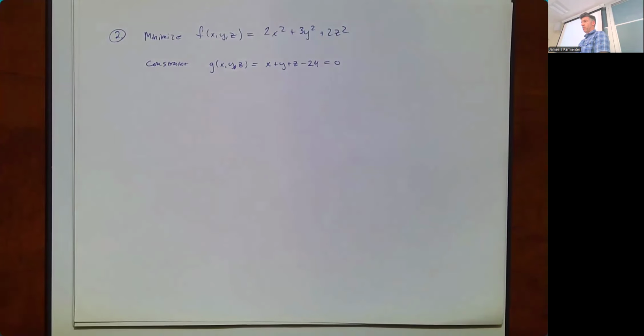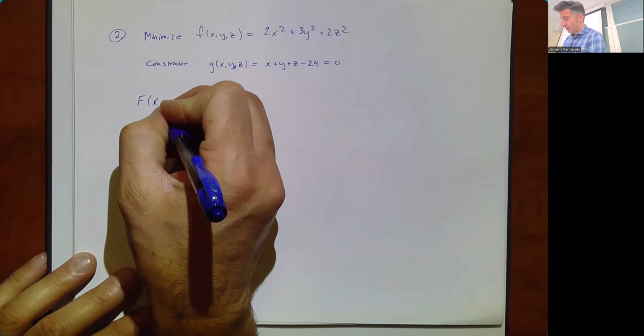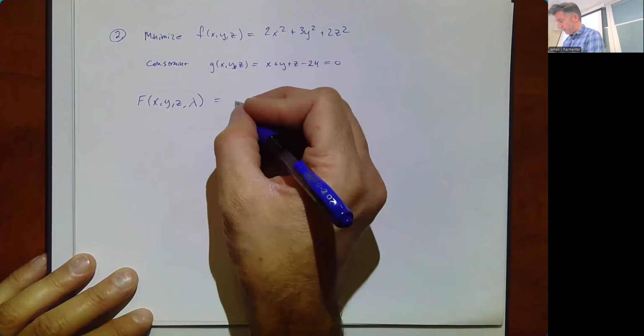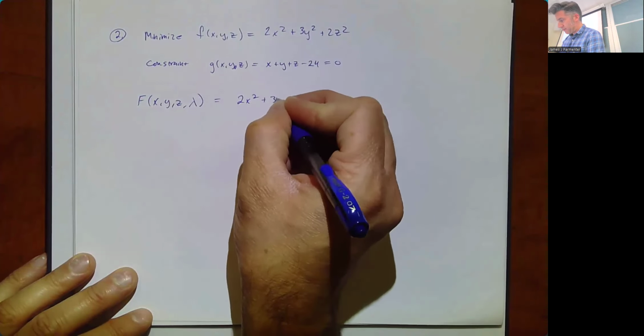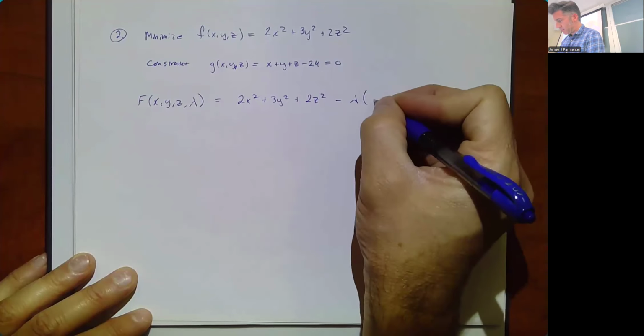It looks a little bit gross, but really, it's the same thing we did before. We're going to write capital F of x, y, z, lambda. It's going to be little f minus lambda times g.